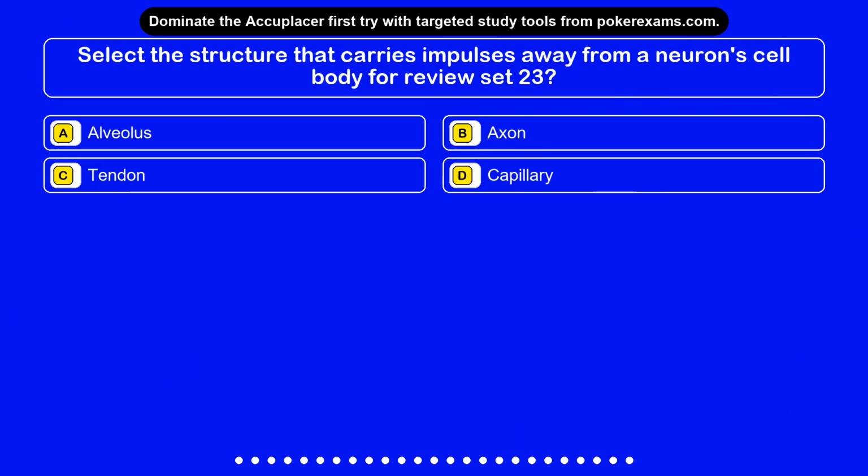Question 24. Select the structure that carries impulses away from a neuron cell body for review set 23. Option A, alveolus. Option B, axon. Option C, tendon. Option D, capillary.